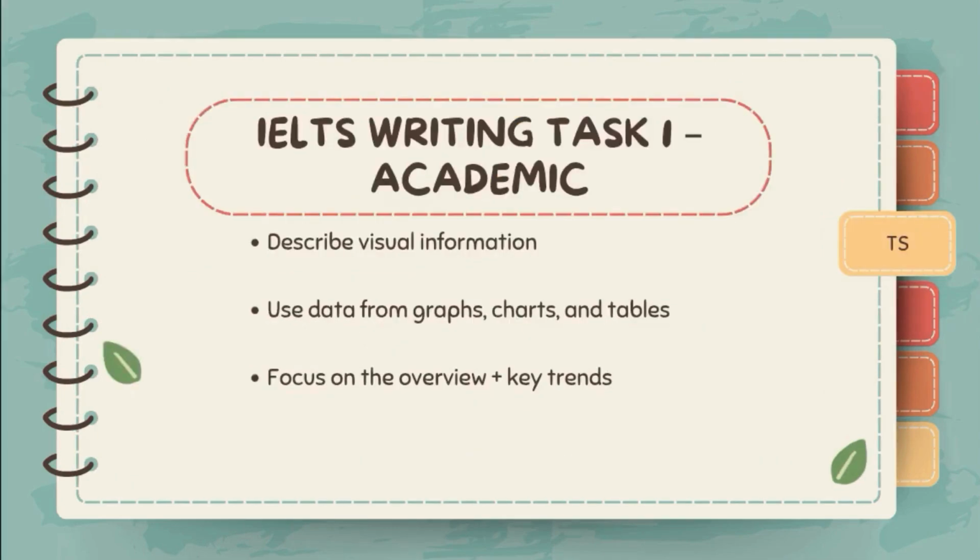Now let's move on and have an overview of IELTS writing task 1, especially the academic portion. In here, you will be describing visual information. You might use data from graphs, charts, and tables, and you will focus on the overview as well as the key trends. If you start describing each and every point that you see in the chart or in the table, it will take more words and you will not be able to cover everything within the 150 words limit. So because of that, you have to focus on the key trends, major changes, and stuff like that.